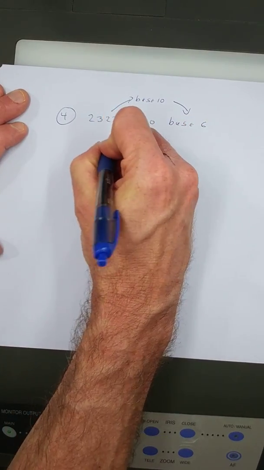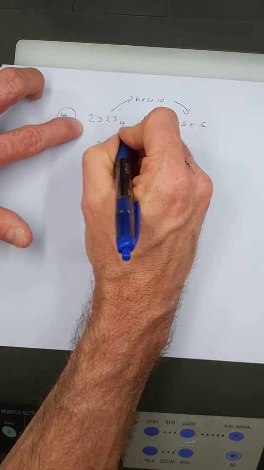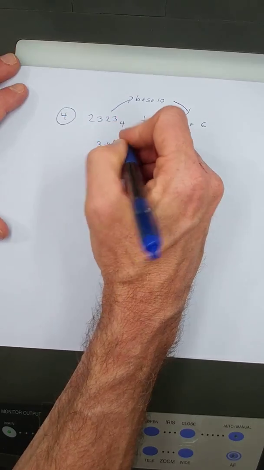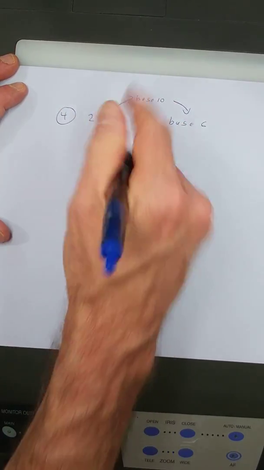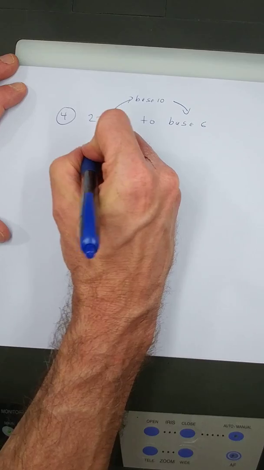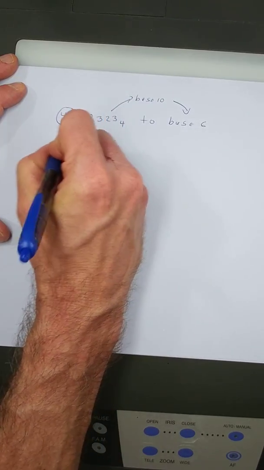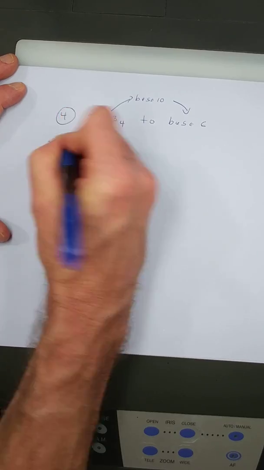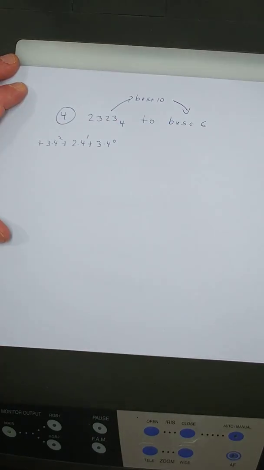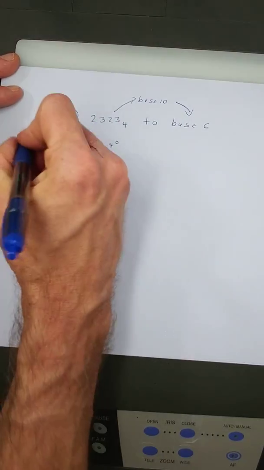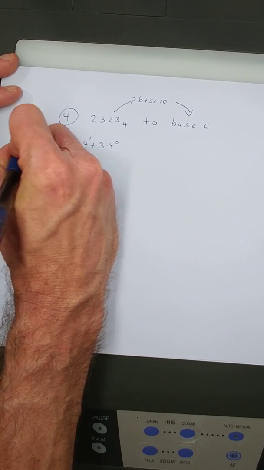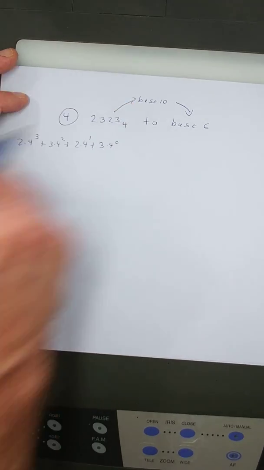So first we'll expand this out. We're going to take 2323 to base 10. Again, just do your expansion. 3 times 4 to the 0. We've done this several times. 2 times 4 to the first. Just keep increasing by 1. 3 times 4 squared. And then 2 times 4 to the third.